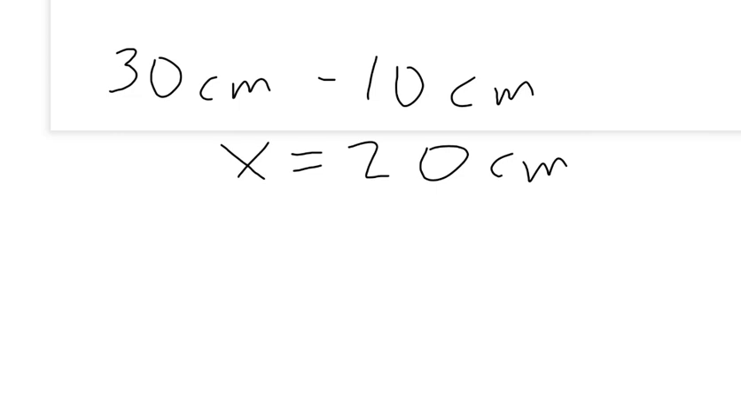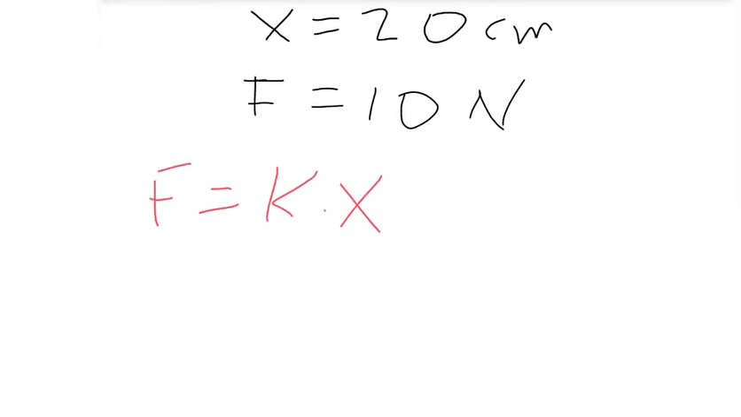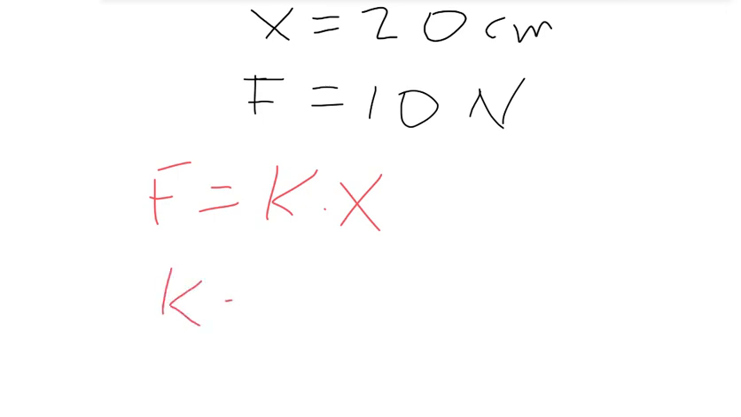So we had a 10 Newton force. So F in this case is equal to 10 newtons, and it's those 10 newtons of force that caused the 20 centimeters of stretching. If you recall our equation, let me rewrite it here. F equals K times X. And we're going to need to rearrange that so that we can solve for K. K is going to equal F divided by X.